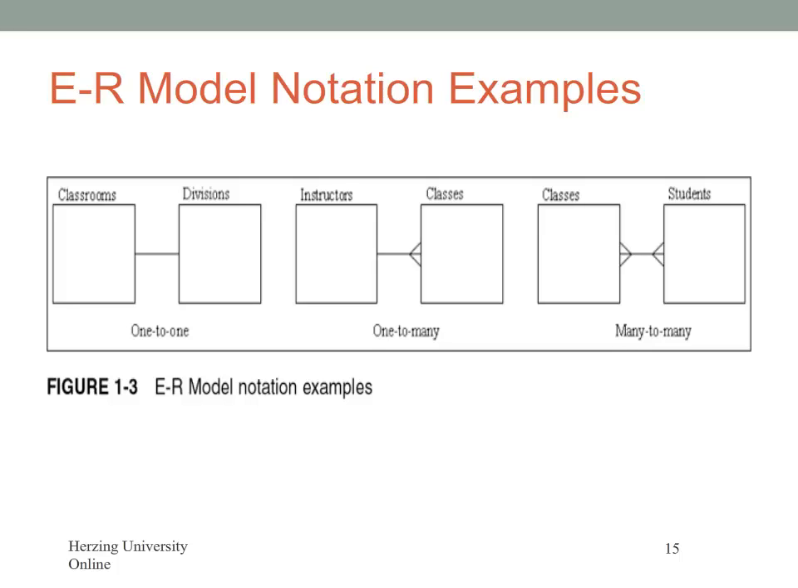Next, you will find the example of a one-to-many, in which case there will be one instructor who may teach several classes. Likewise, as we move on to a many-to-many, you'll find that we have classes where there may be many and students where there may also be many. So here we have the entities that create a many-to-many relationship. Now, let's take a closer look at these.